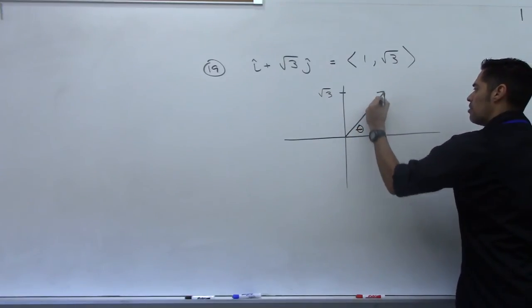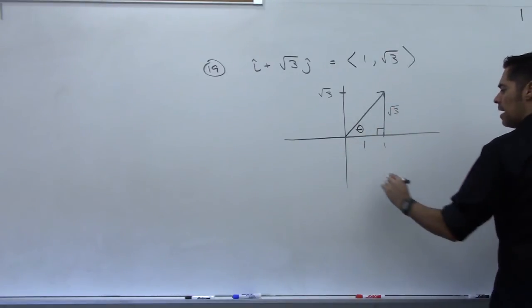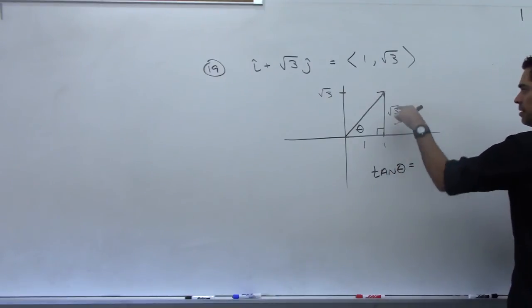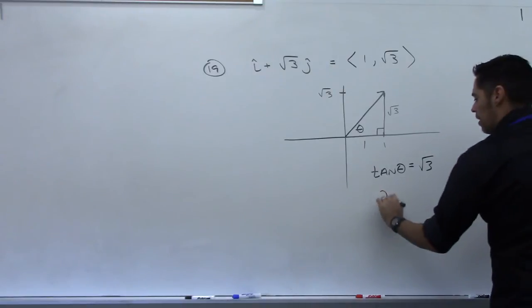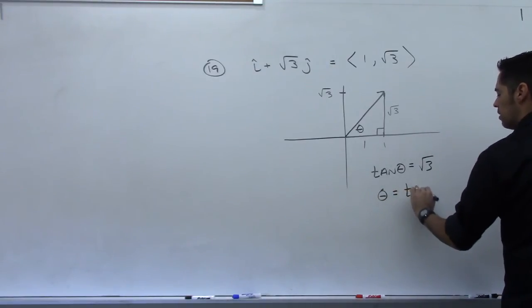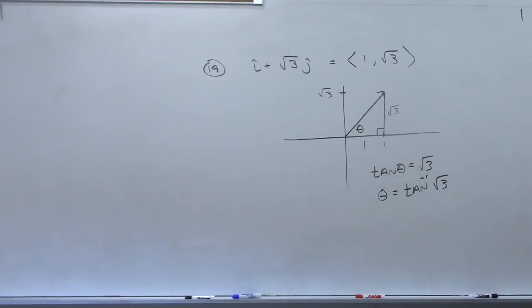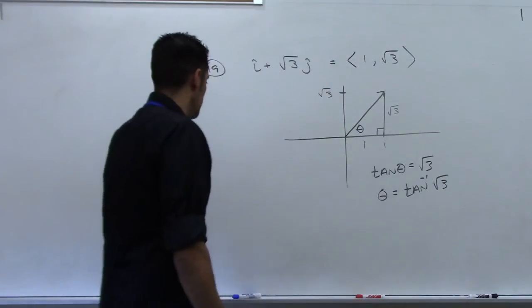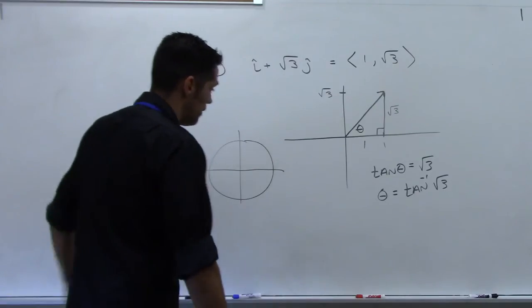Well, I could form a right triangle out of this. This is root 3, this is 1. I know that tangent theta is opposite over adjacent, so it is root 3. So that means that theta is arctangent of root 3. So whatever that is. And is that a common angle? Well, go back to your unit circle. Right, this is like pre-calc, so we're going pretty far back.